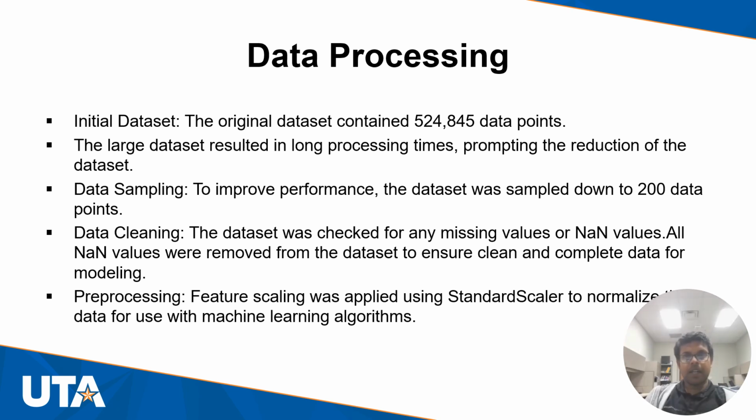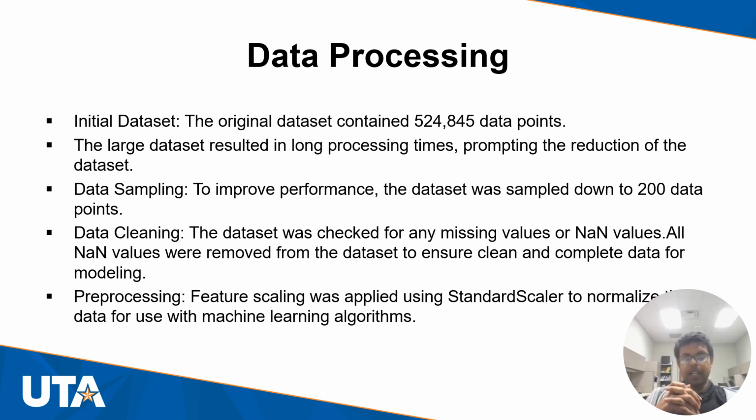So initially, the original dataset contains 524,845 data points, and I ran some models in the beginning, and it was taking too long. One of the models took 30 hours. I had to run it and then went back home, came back the next day, and it was still running. So I came up with reducing the dataset to a number that can reduce the processing time significantly. Then I reduced the dataset to 200 data points by doing sampling.